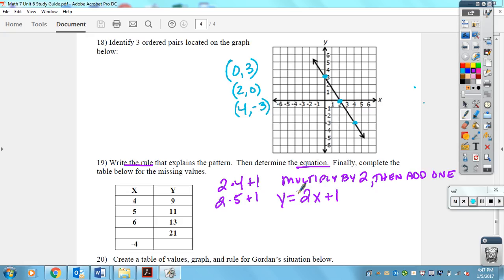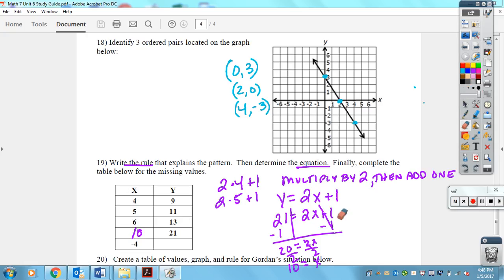What could I multiply by 2 and then add 1 to get to 21? Well, you can guess and check until you get it. Or you can just say, well, if y is 21, let me put 21 where y is and solve it. Minus 1, minus 1. 20 equals 2x. Divide by 2, divide by 2. So x equals 10. Well, that sort of makes sense, right? Because 10 times 2 is 20, add 1. So 10 was a number that will make it work.